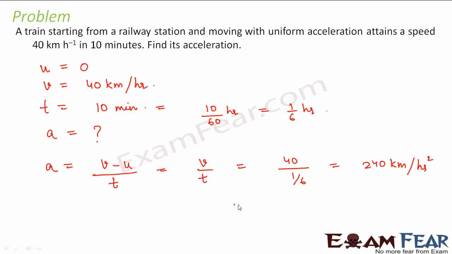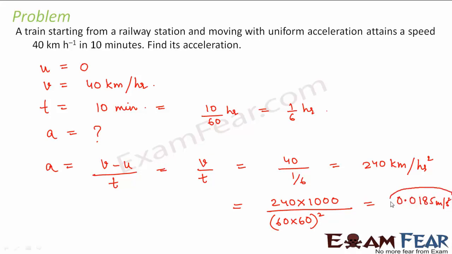Now if you want to convert it into meter per second square, you can do so. 240 into 1000, because 1 kilometer is equal to 1000 meters, divided by hour square. 1 hour is 60 into 60 seconds, so this squared. So this comes out to be 0.0185 meter per second square. So this would be the acceleration of the train.